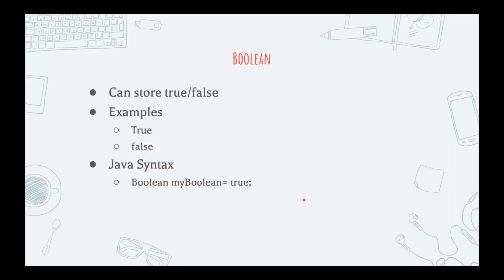All right, Boolean is a different type of data type you probably have not come across in any other field such as mathematics. This type specifically can store a true or false value, and the examples that I put over here are true and false, and these are the only values that you can store in a Boolean variable.